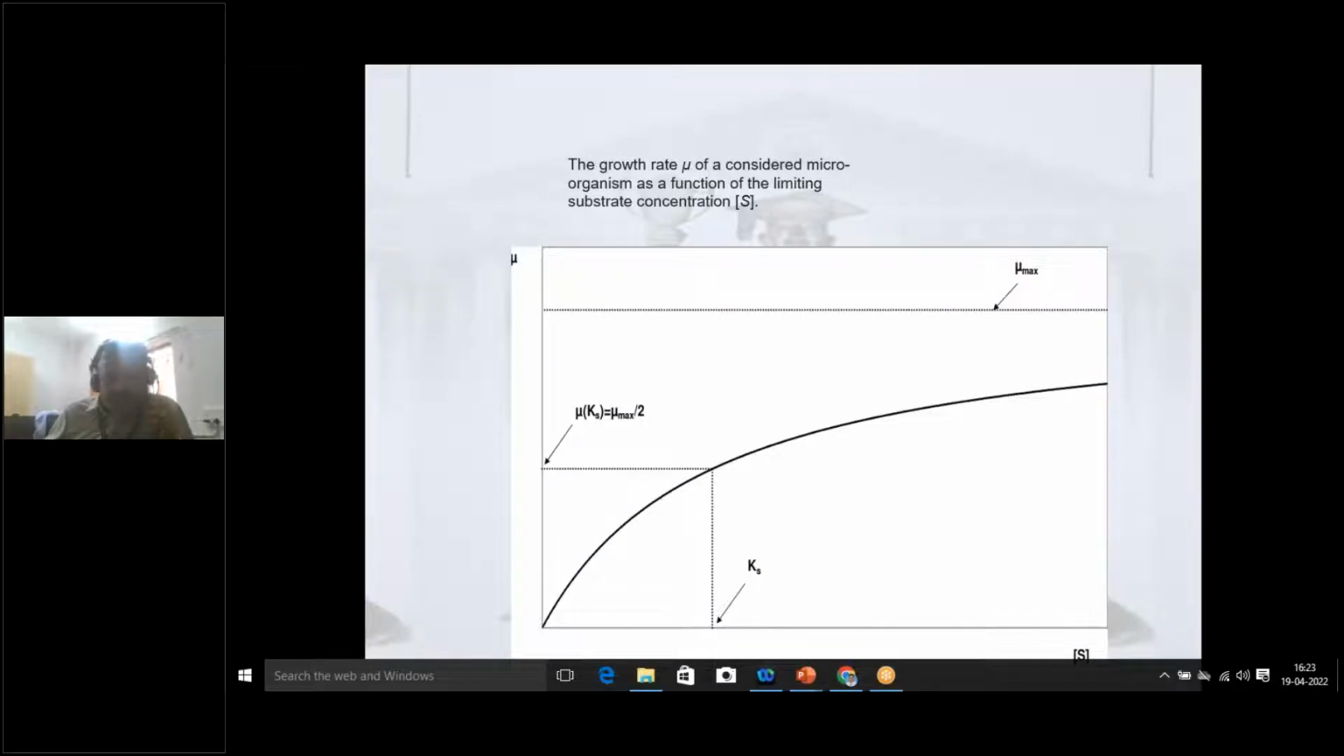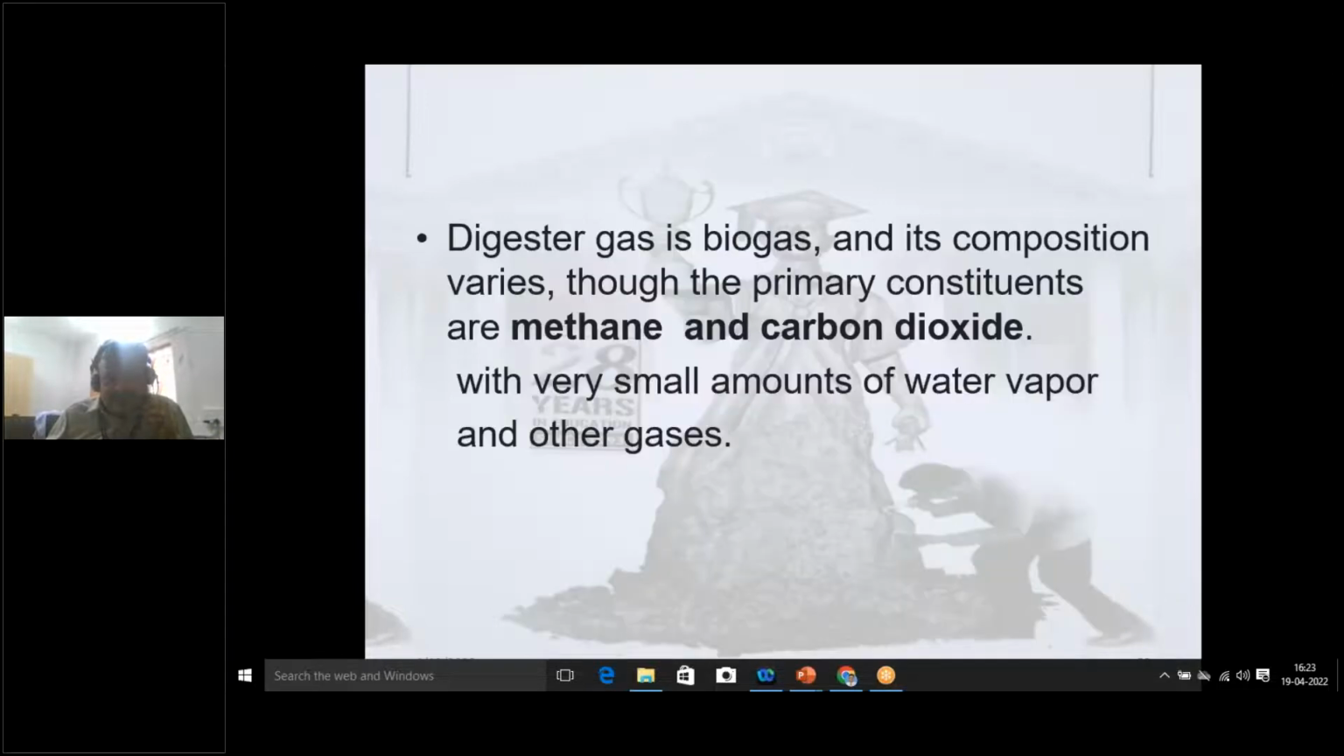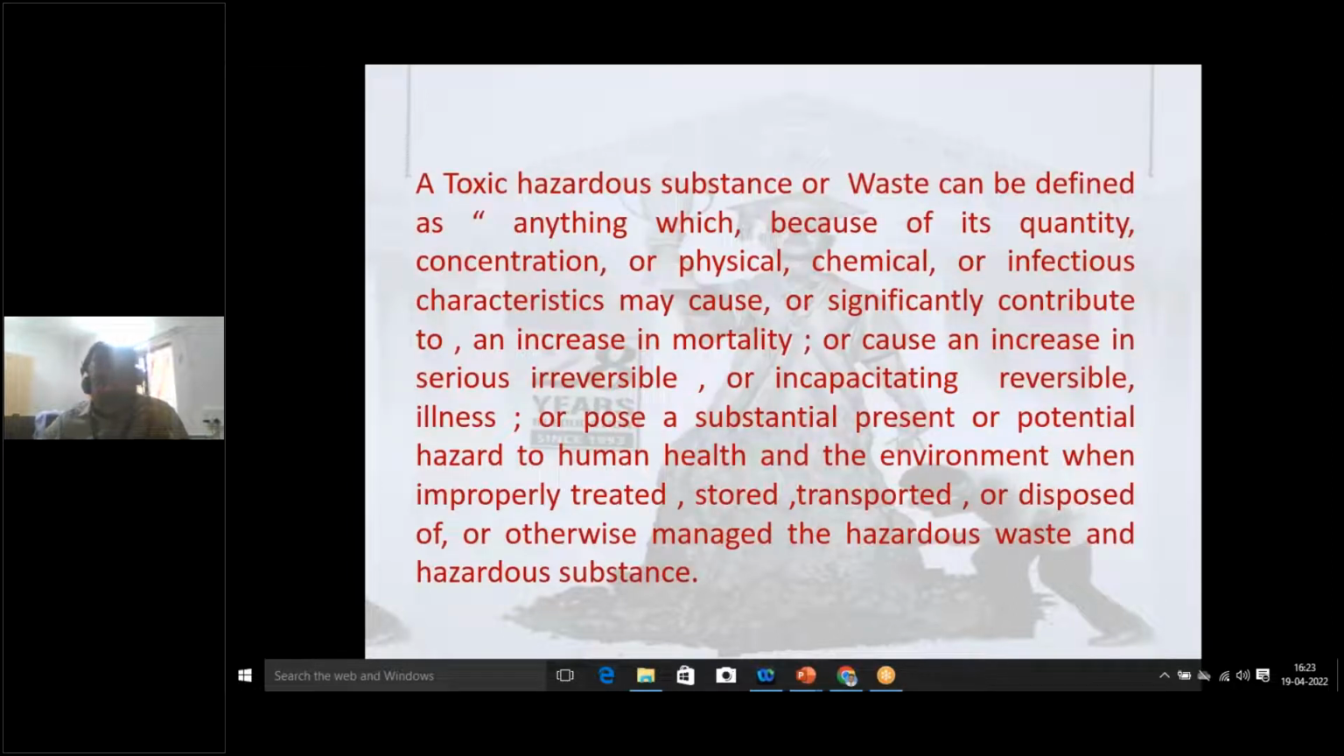So this is Monod kinetics, the growth rate versus the utilization factor, that is the nutrient factors. The digester gas is biogas, and it also contains carbon dioxide with a small amount of water vapor and other gases. So this also has toxicity for the environment. This is a hazardous substance by virtue of its physical, chemical, and infection characteristics, and it may increase mortality and serious illness, or incapacitating reversible illness, if the hazardous substance is not treated properly. So methane has to be used.